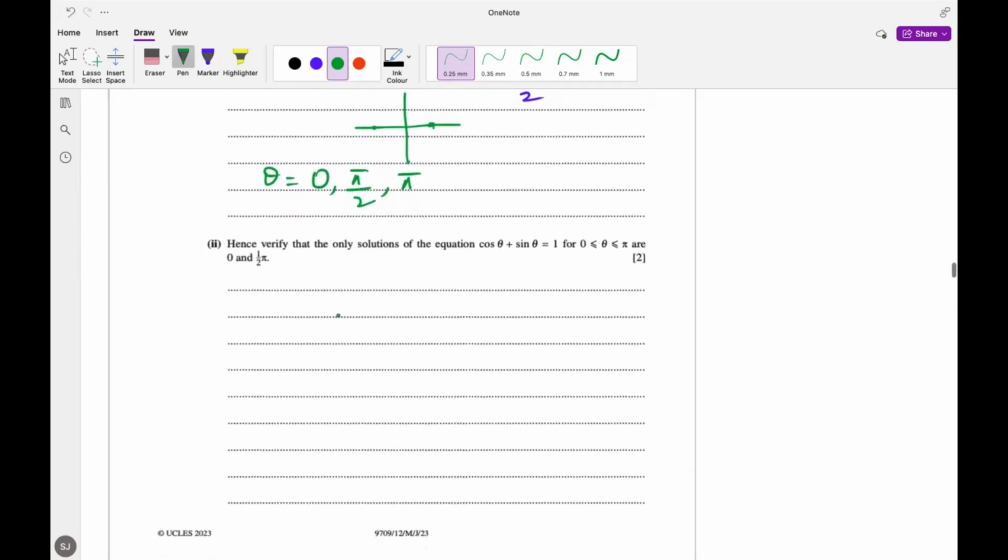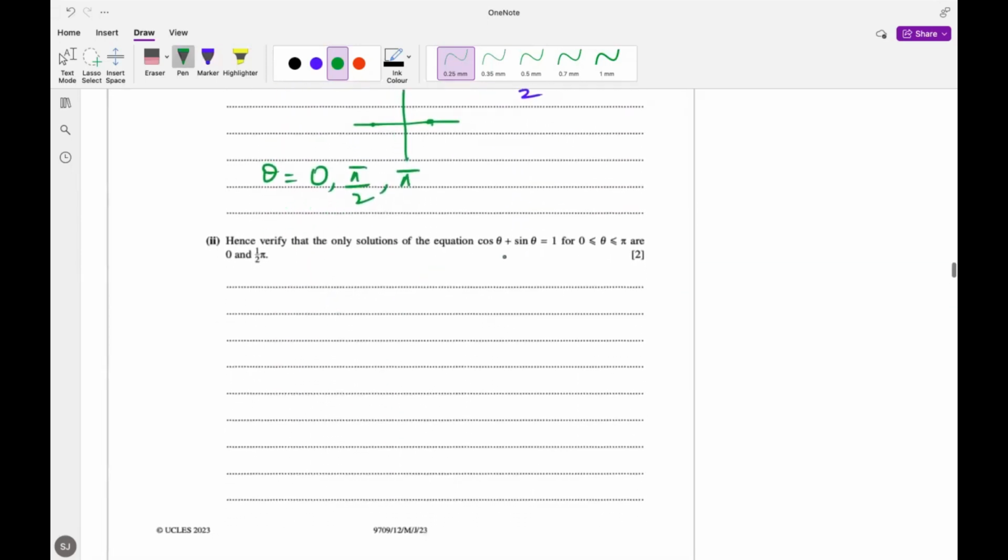In part 2, we have to verify that the only solutions of the equation cos theta + sin theta = 1 are 0 and 1 upon 2 pi. So to verify this, we'll substitute first of all 0 in place of theta. So we'll get cos 0 + sin 0, and it should be equal to 1. So cos 0 is 1 and sin 0 is 0. So as it is equal to 1, it is one of the solutions.